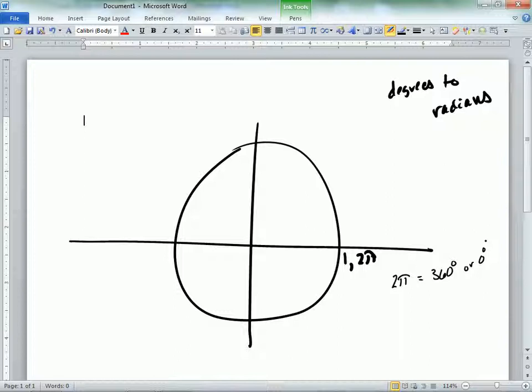So 2 pi radians. How about pi radians? That'd be how many degrees? 180. Okay, so now we're talking about degrees. We're talking about this angle. That angle can be in terms of degrees or it can be in terms of radians, right? So let's just go straight up to the top.